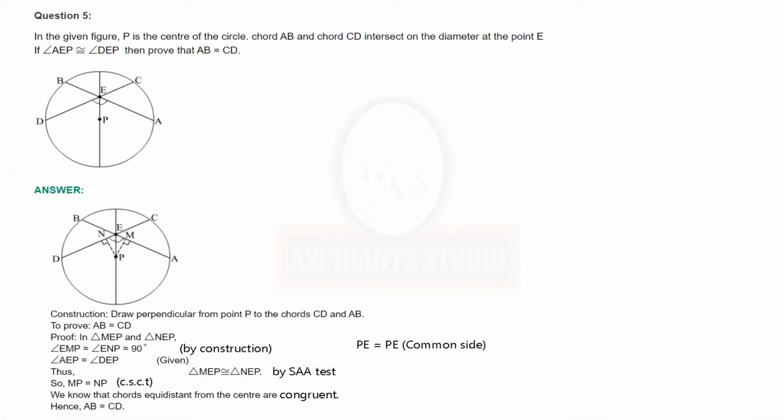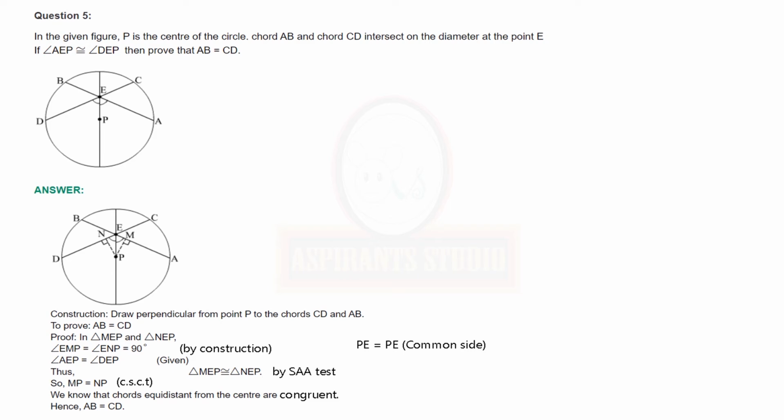Question number 5. In the given figure, P is the center of the circle. Chord AB and chord CD intersect on the diameter at the point E. If angle AEP is congruent to angle DEP, then prove that AB is equal to CD. So we have to write in the form given: given, to prove, then the proof. You have to write the construction also.